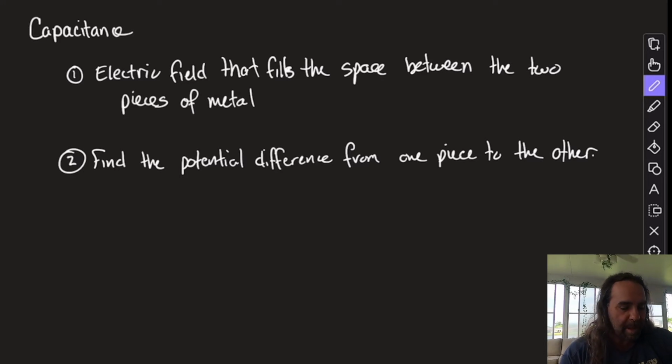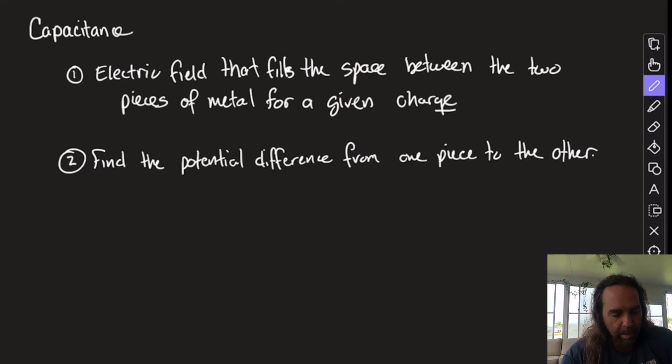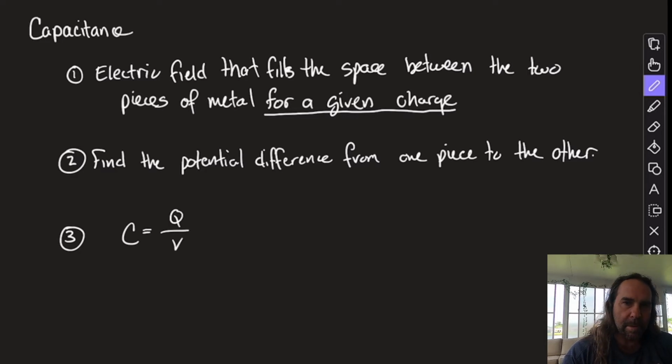What we're going to do is we're going to say, well, what is the electric field that fills the space between the two pieces of metal for a given charge. Meaning we're going to assume there is a charge there and use this charge to figure out what the potential would have needed to have been to push those charges there. That's what we're really doing. And that leads us to 3, our ability to determine the capacitance by doing this quotient.